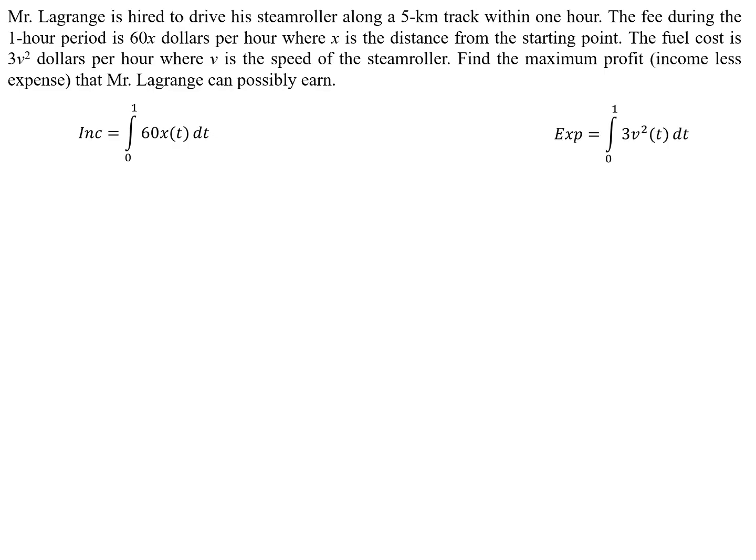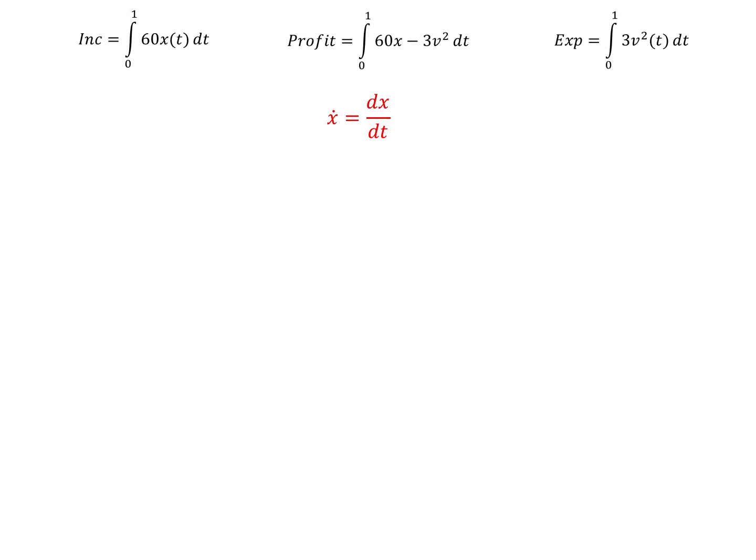The expense is the integral of 3v² dt from 0 to 1 hour. The profit is income minus expense, which is the integral of 60x minus 3v² dt from 0 to 1 hour. In this video, we will use a dot notation over a symbol to denote time derivative. So for x being a position function, x dot, which is dx by dt, would be a velocity function. So we can just replace v with x dot.